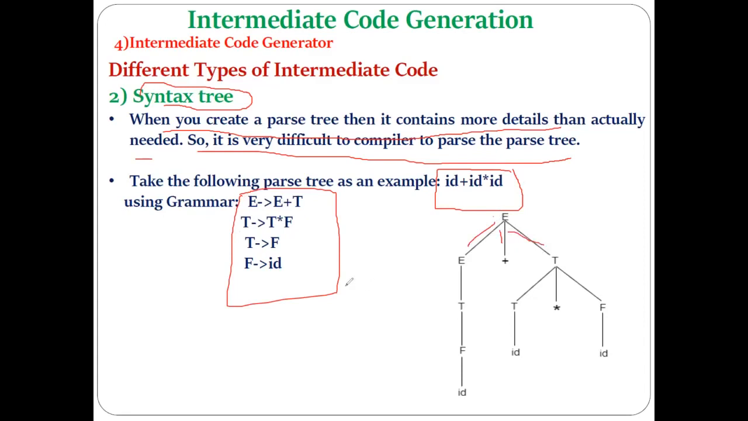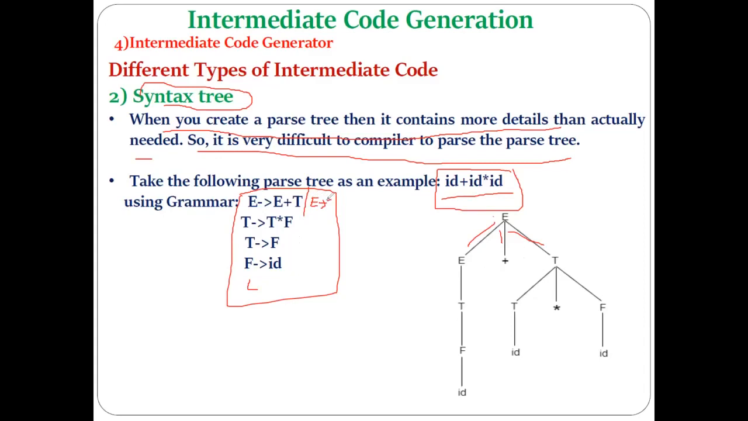Now we have to focus on this expression. For this expression we have to generate the parse tree. Next part: one more rule is missing here. It should be E derives E plus T, or E derives T.